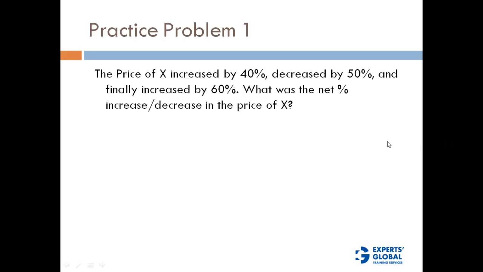The problem says the price of X increased by 40%, decreased by 50%, and finally increased by 60%. What was the net percentage increase or decrease in the price of X? So fairly simple. This is successive percentages. Let's say the price was 100x. We have already seen in one of the earlier slides that you always take the base as 100 or 100x. So after a 40% increase, it's going to be 1.4 into 100x, or simply it is going to be 140x, right?